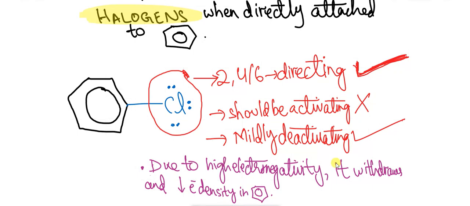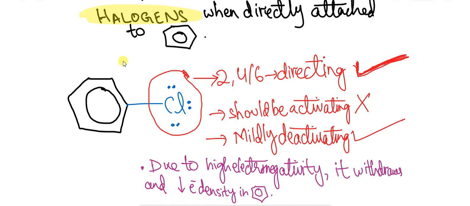Because of its high electronegativity, it withdraws the electron density away from the benzene ring, which decreases the electron density in the benzene ring. So therefore, it deactivates the benzene ring rather than activating it. I've never seen a question on this before. The examiner has never asked you to explain why the halogens are deactivating. Just remember them as exceptions to the case, and this is important that they are 2, 4, 6 directing.